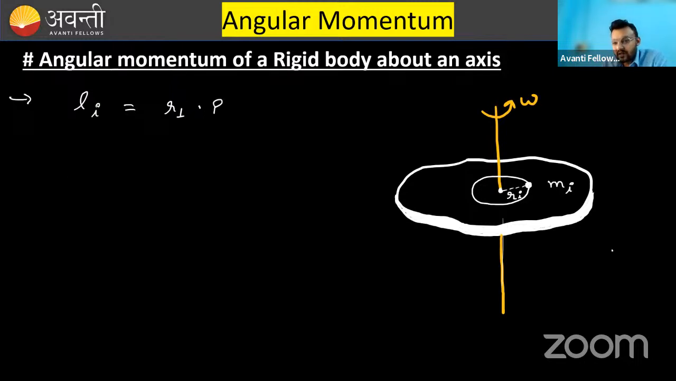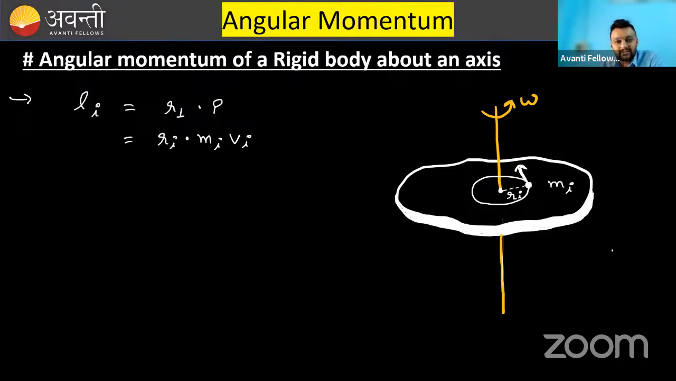Can you see that R perpendicular is what? Perpendicular distance from the origin to the line of motion. This particle is moving in a circular path, then its line of motion will be like that. Then the radius will be the perpendicular distance. So what is this? Ri. And what is the momentum? Momentum is mass into velocity. Mass is Mi, velocity is Vi.